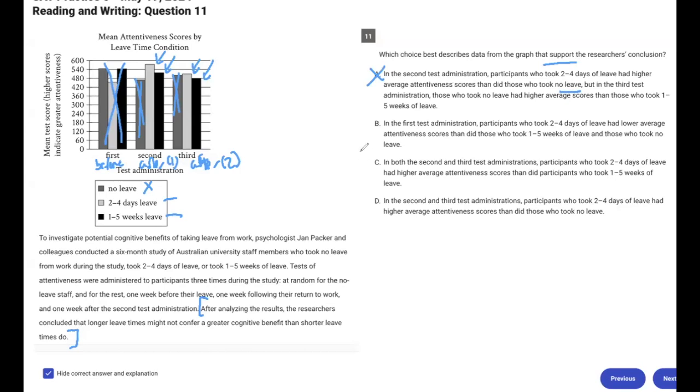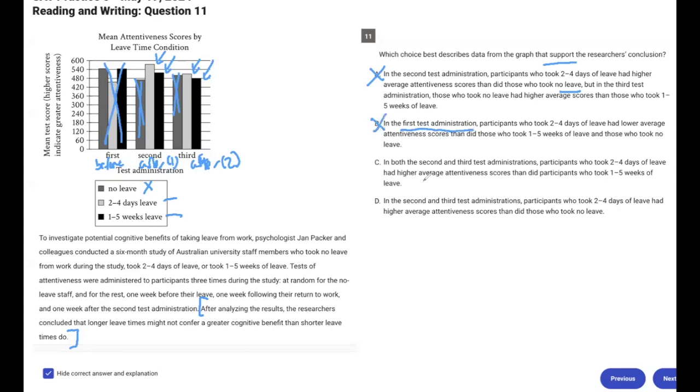Choice B says, in the first test administration, participants who took 2 to 4 days of leave had lower average attentiveness scores than did those who took 1 to 5 weeks of leave, and those who took no leave. So this is not relevant to the claim because, as we've established, it doesn't matter how the participants did that first time they were tested because that was before they went on vacation. So this is out.